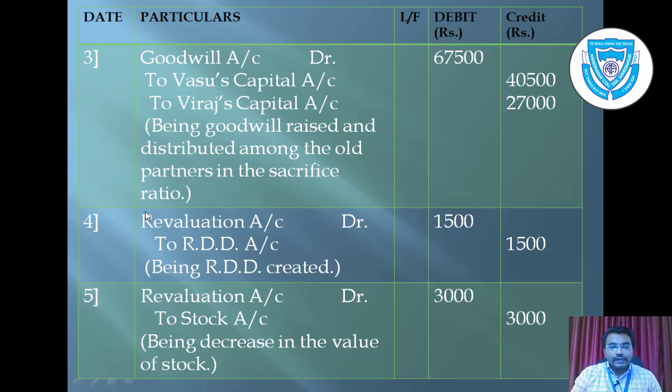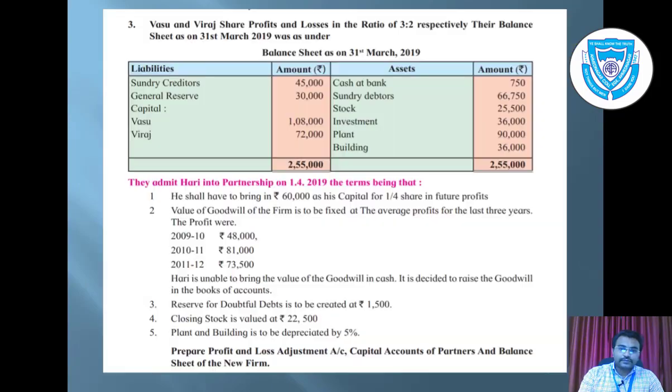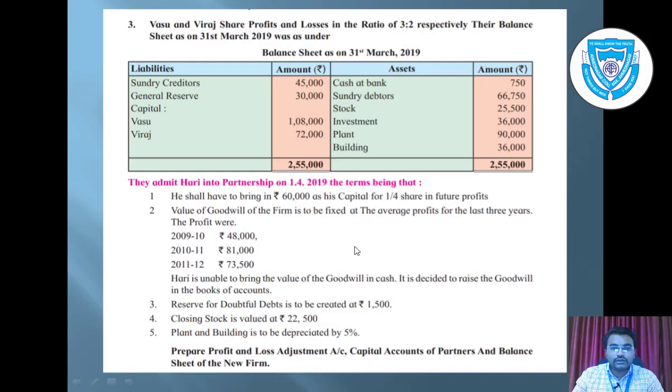Next, the fourth entry is regarding revaluation. As I told you, once the goodwill adjustment is over, you will start with the revaluation of assets and liabilities. So we will observe what adjustments. In the adjustments, the first adjustment is regarding the capital, the second adjustment regarding the goodwill, and the third adjustment is regarding the RDD calculation. We will have a rough look at the adjustments, so we don't need to change the slide again and again.